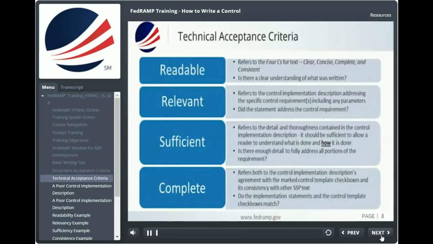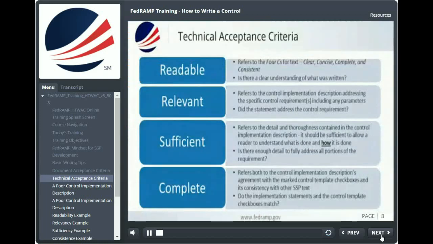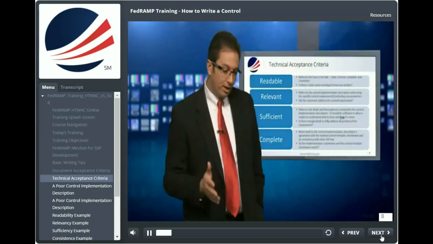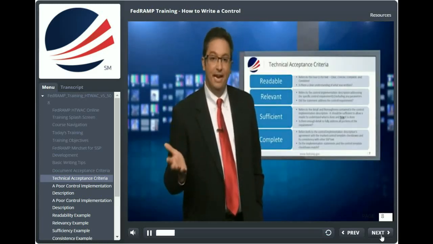All right, so dovetailing nicely with the document acceptance criteria is the technical acceptance criteria. So let's start with readable. Readable refers to the 4 C's for text. You know those by now: clear, concise, consistent, and complete. Is there a clear understanding of exactly what was written? That's the question you need to answer.